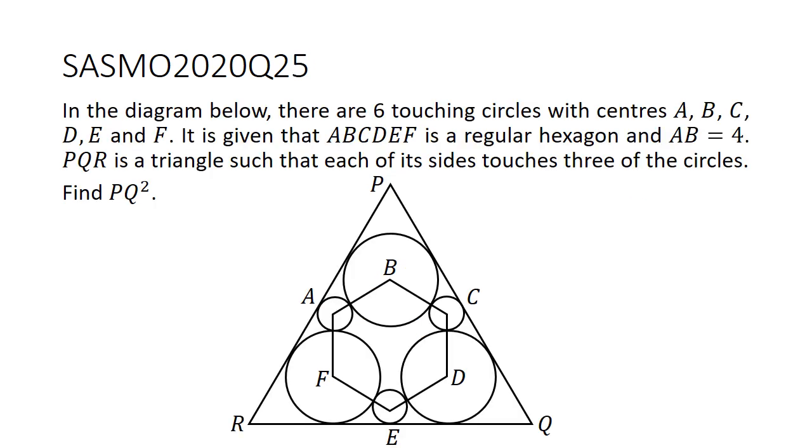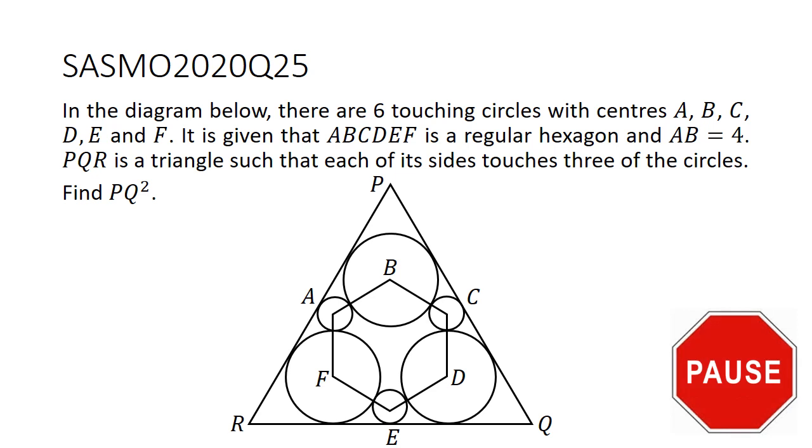Final question, question 25. In the diagram below, there are 6 touching circles with centers A, B, C, D, E, and F. It is given that ABCDEF is a regular hexagon and the length of the segment AB is equal to 4. PQR is a triangle such that each of its sides touches 3 of the circles. Find the length PQ squared. Pause the video here and give this question a good try.